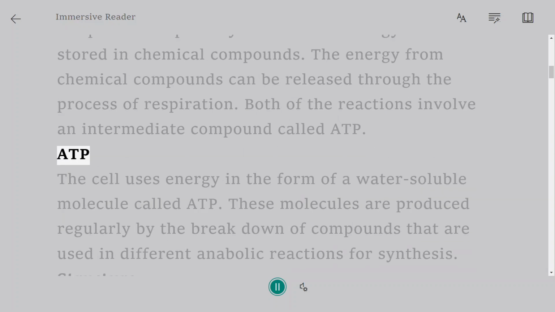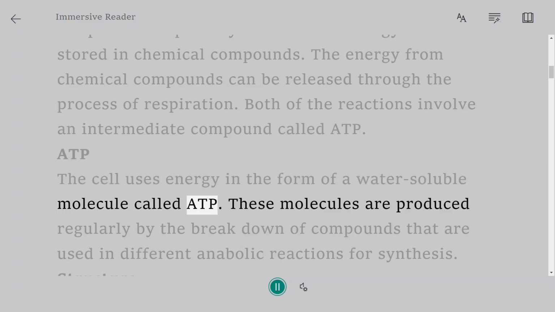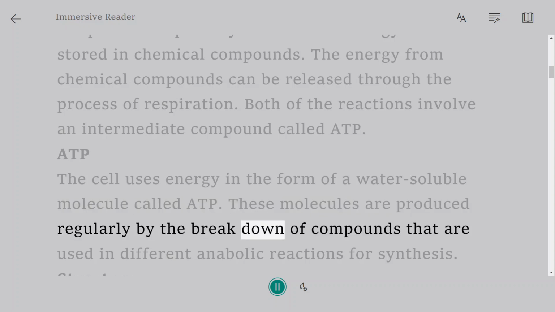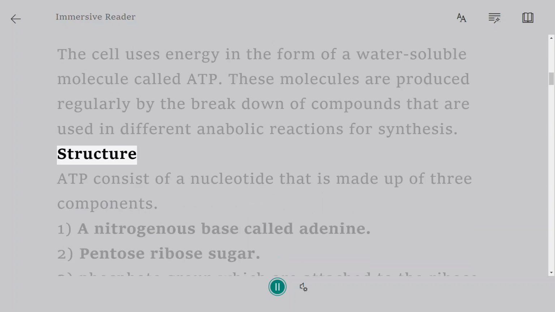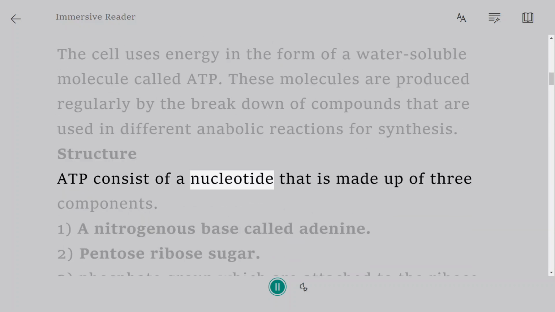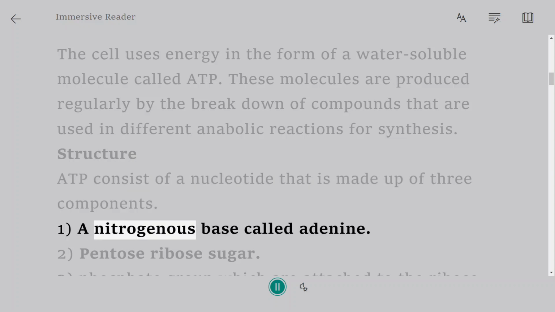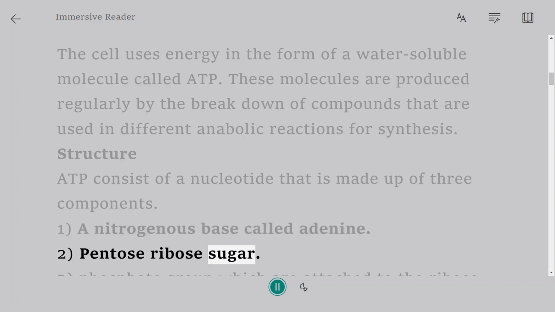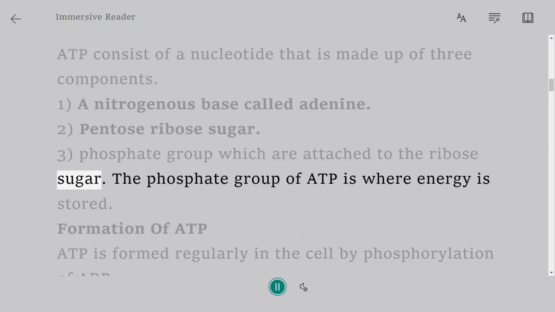ATP. The cell uses energy in the form of a water-soluble molecule called ATP. These molecules are produced regularly by the breakdown of compounds that are used in different anabolic reactions for synthesis. Structure. ATP consists of a nucleotide that is made up of 3 components. 1. A nitrogenous base called adenine. 2. Pentose ribose sugar. 3. Phosphate groups which are attached to the ribose sugar.